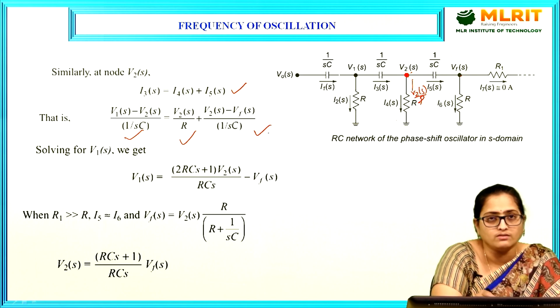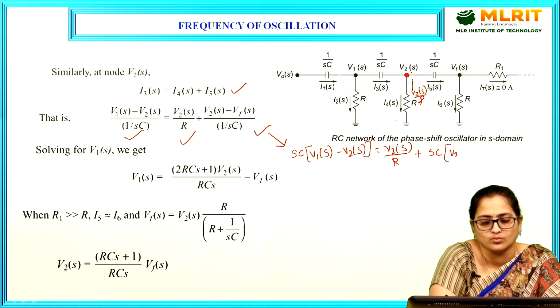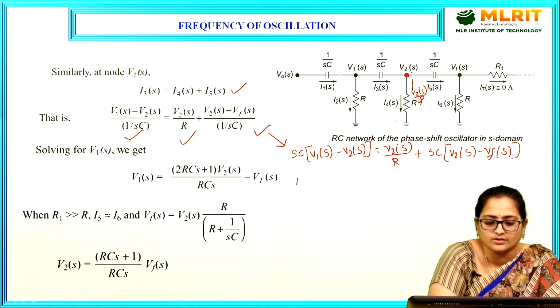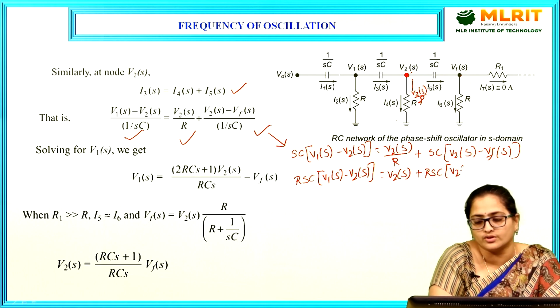Now if you solve this expression, you can rewrite this as sC into (V1(s) minus V2(s)) is equal to V2(s) divided by R plus sC into (V2(s) minus Vf(s)). And you can also write it as RsC (V1(s) minus V2(s)) is equal to V2(s) plus RsC into (V2(s) minus Vf(s)).